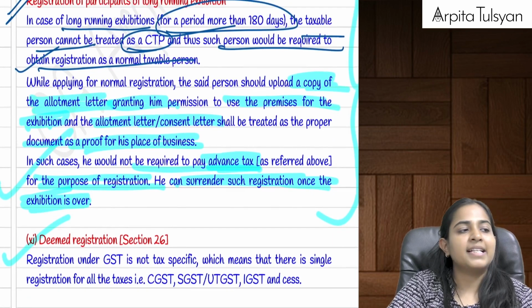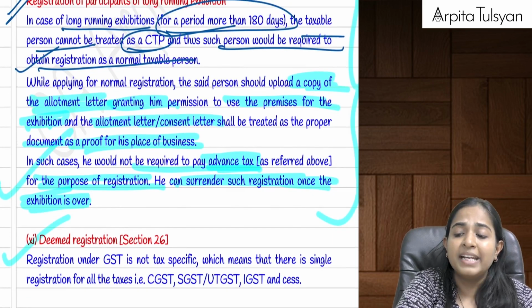Okay, then we went to the next section, that is section number 26, which was very, very simple, which was talking about deemed registration.